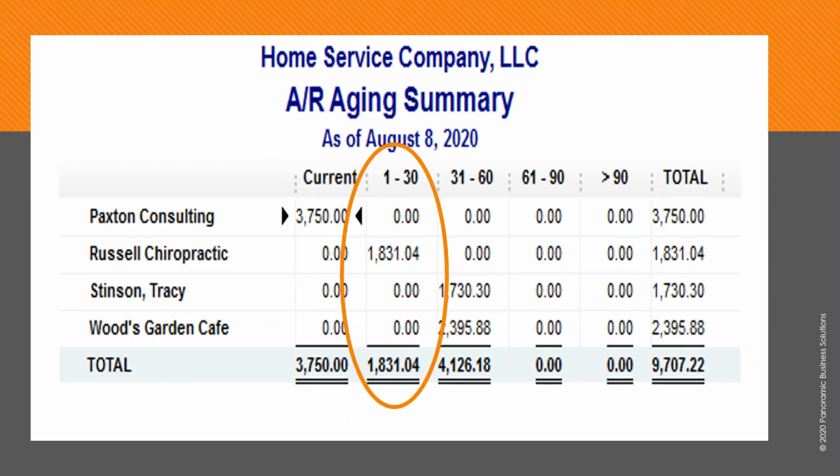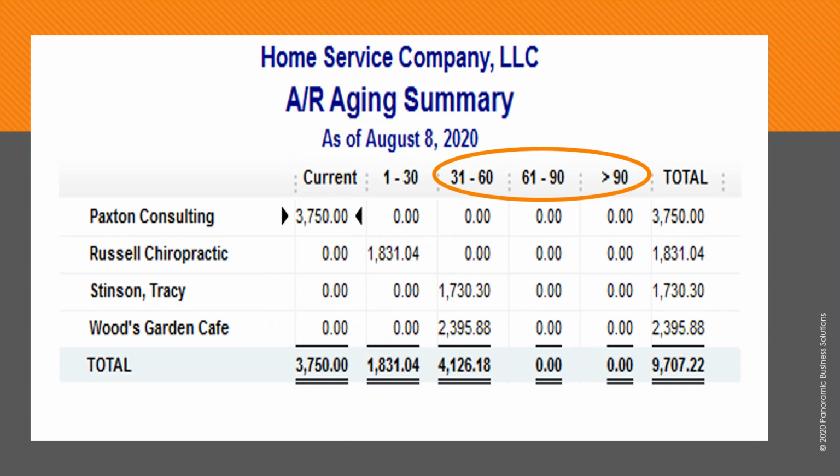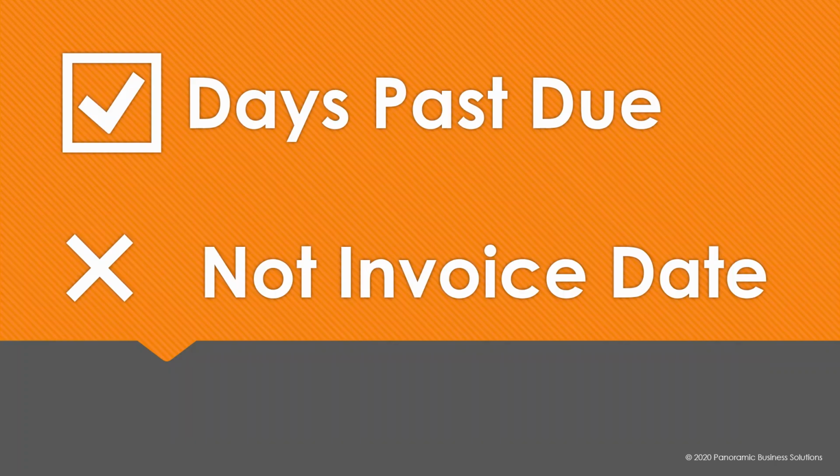The next column, the 1 to 30 days, reflects the amount of money that the customers are past due, anywhere from 1 to 30 days. The same logic of past due dates applies to the other columns as well. And so if they're past due anywhere from 30 to over 90 days, they're going to be reflected in those far right columns. Please notice that I am using the phrase, the number of days past due. I am not talking about the number of days since you actually provided that service. The accounts receivable reports are driven by the number of days past due.